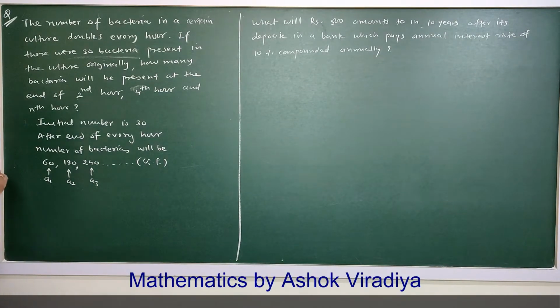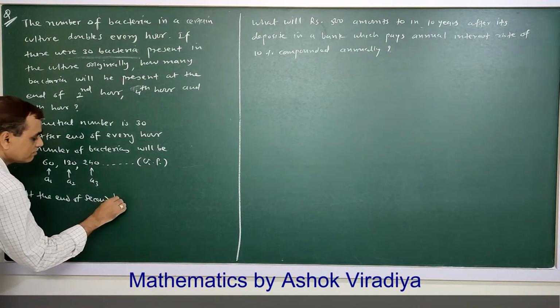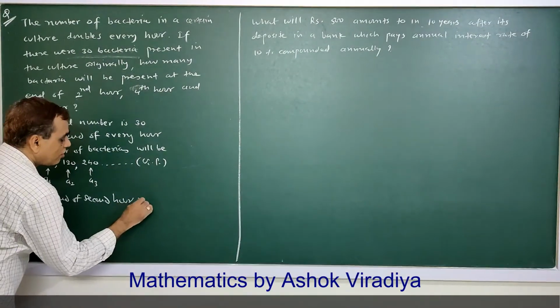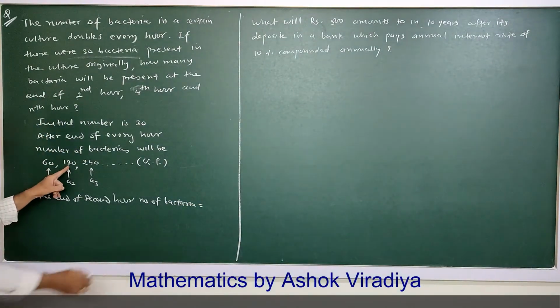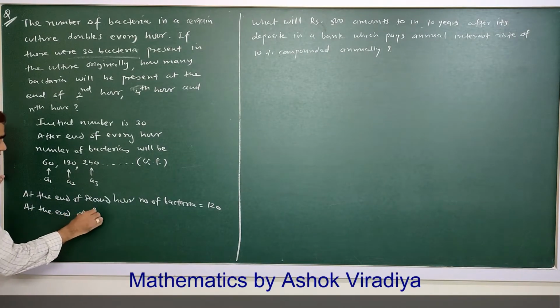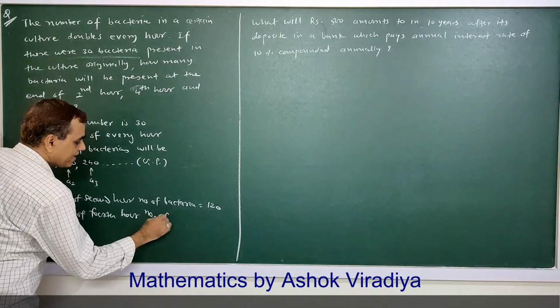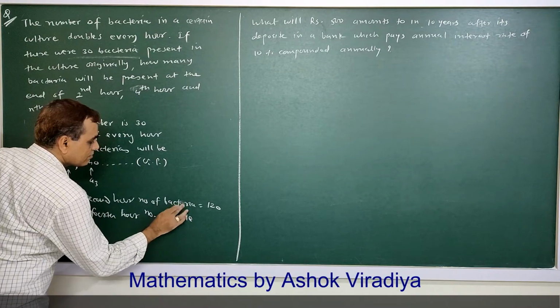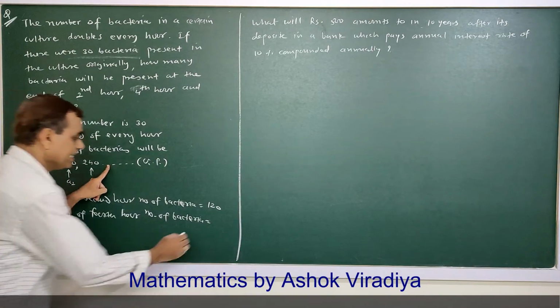So here at the end of second hour, number of bacteria, it is clear that 120. At the end of 4 hour, number of bacteria, say it's double, that is 480.